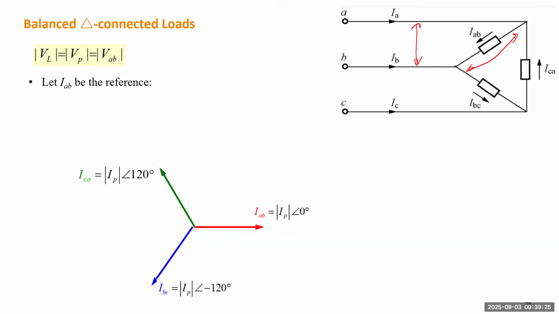It is lagging because B is lagging A by 120 degrees, and C is lagging B by 120 degrees. When we change the two subscripts from AB to BC, the current has to lag the first current by 120 degrees. Then ICA will be leading AB by 120 degrees.